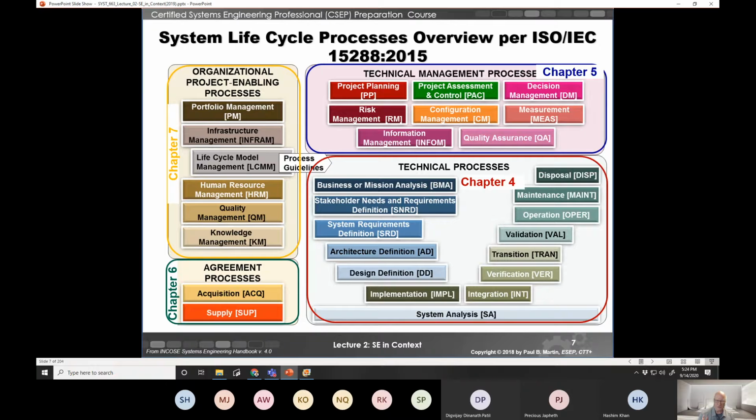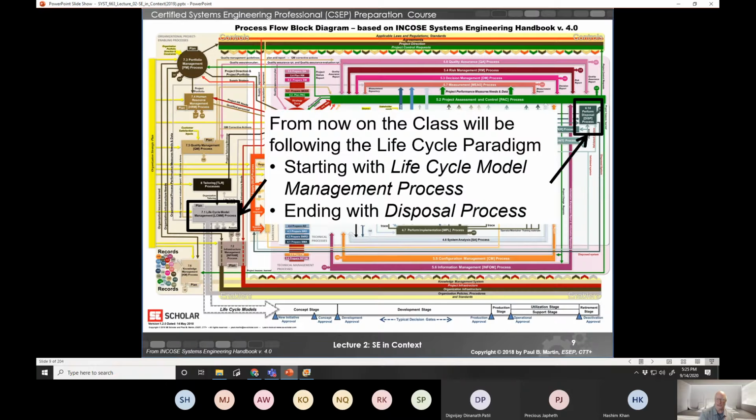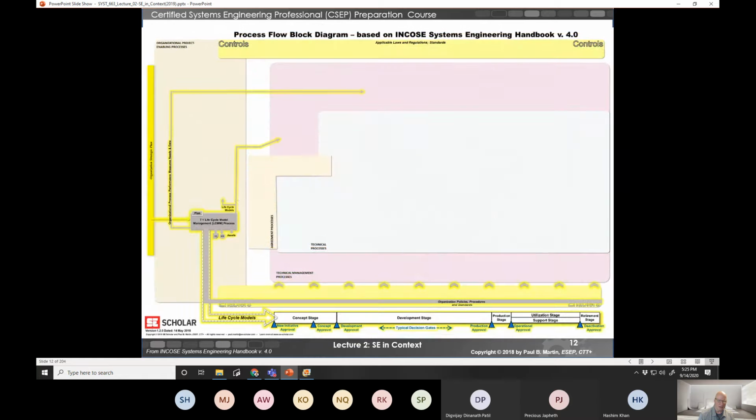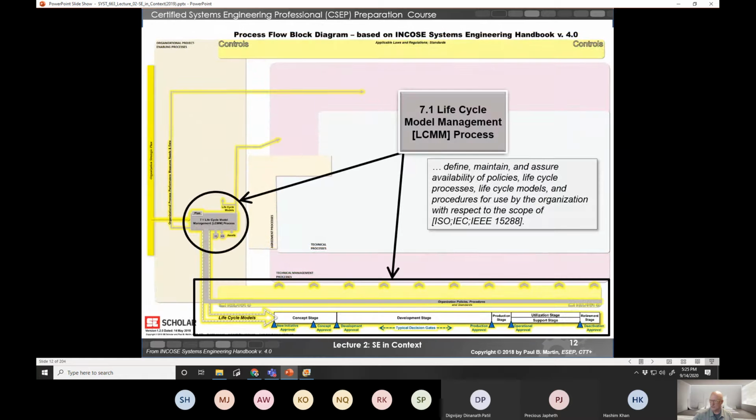I'm going to go inside out, start with Chapter 7, actually get into life cycle model and get into the performance and all. So basically, it all uses this IDEF IPO diagram: input, activities and/or processes, and output. The first thing I start with is life cycle model. That defines the life cycle model process that you would use, which describes everything you do for the processes.